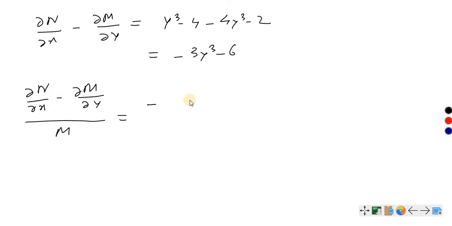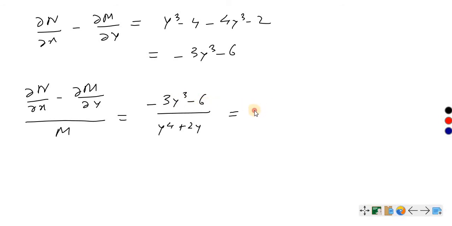So I will write here the difference part at first, that is 3y cube minus 6 divided by, what was my m? M was y to the power 4 plus 2y. So this was my m. So if I do the calculation part, though it looks very complicated, still we can solve it.